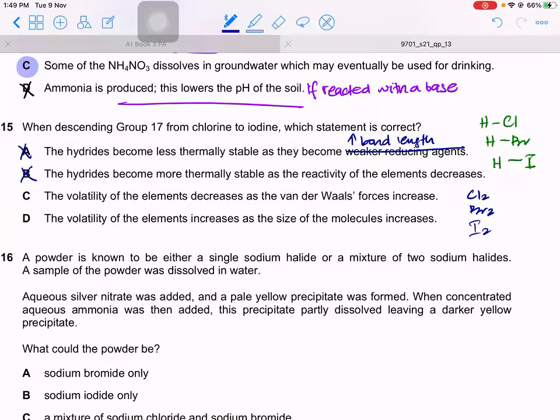Volatility is inversely proportional to the strength of van der Waals forces. If van der Waals force increases, volatility decreases. And you know, down the group, the van der Waals forces increase. Why? Because the number of electrons increases. So can we say volatility will decrease? Yes. Volatility increases? No. What is volatility? Ability to escape as vapor. And they can't easily escape as vapor because their intermolecular forces become stronger down the group.